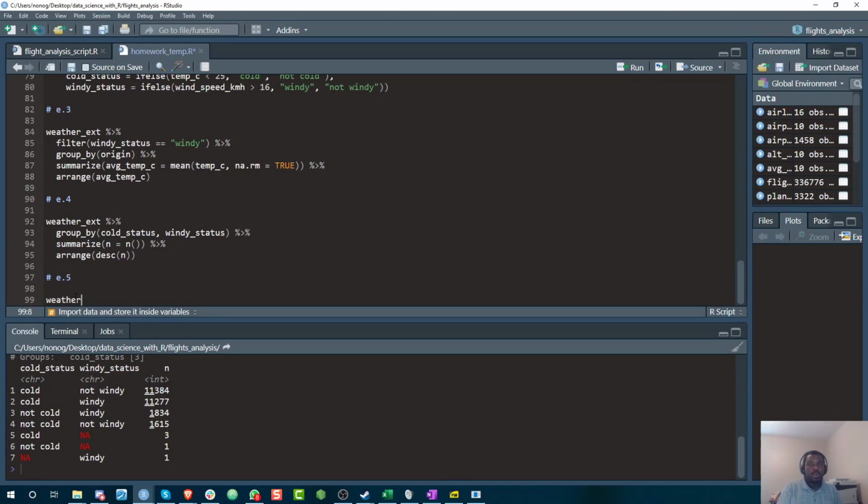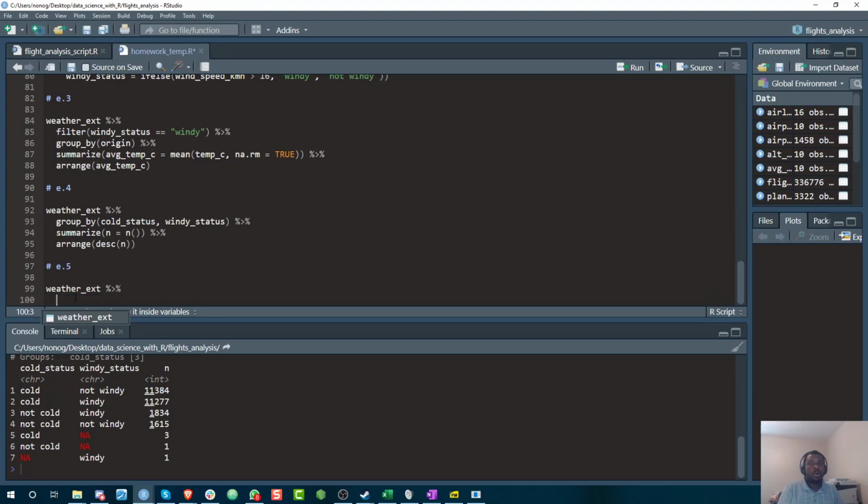So number one, we want to keep only two stations. We only want JFK and EWR, so LaGuardia is out, right? So we can filter. There are two ways of doing this. You can do origin in JFK. I hope you remember this, guys, even though we haven't used it too often. Okay, but this is how you do it.